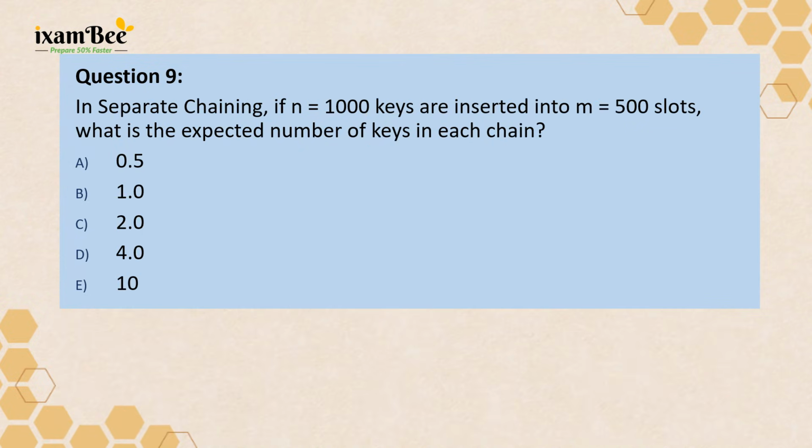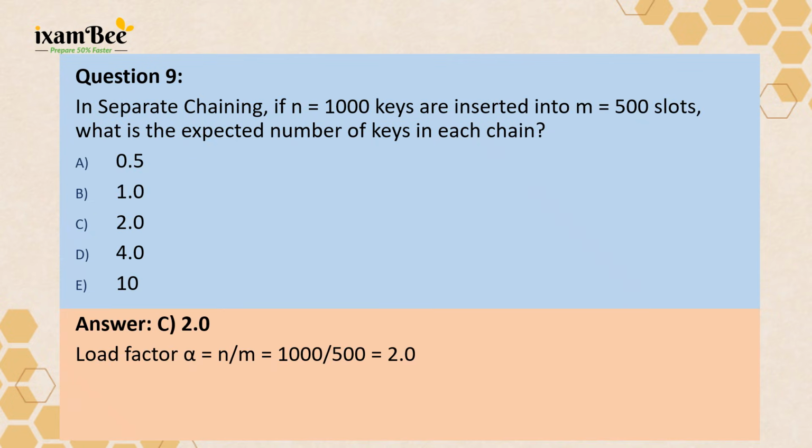In the next question, in separate chaining, if n is equal to 1000 keys are inserted into m is equal to 500 slots, what is the expected number of keys in each chain? So here the answer is C, which is 2.0. The load factor alpha is given by n by m. So here n is given as 1000 and m is 500.